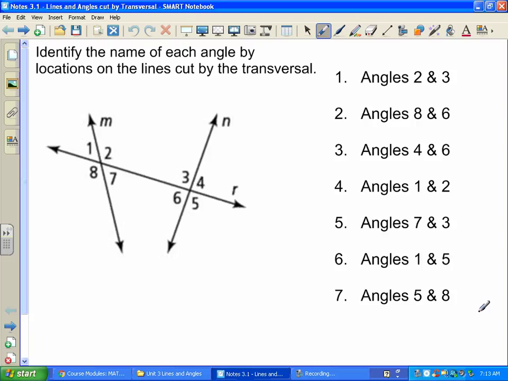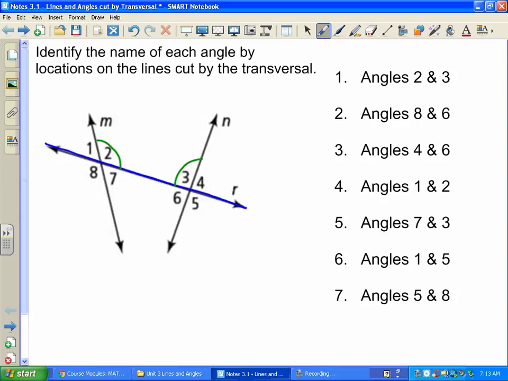So here in this set, our transversal is line R because that's the line that cuts across both of the other lines. As we go through, we're going to look for a particular set of angles and how they are related to this picture. So first let's look at angle 2 and angle 3.